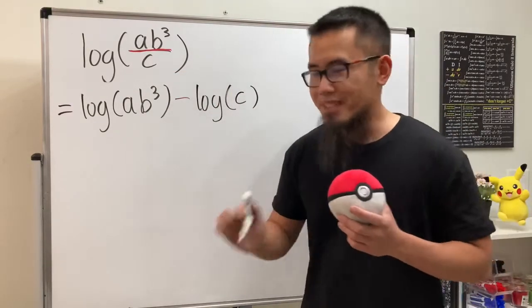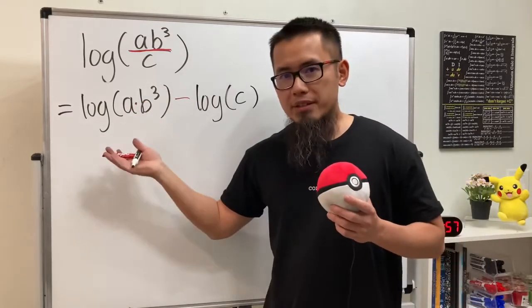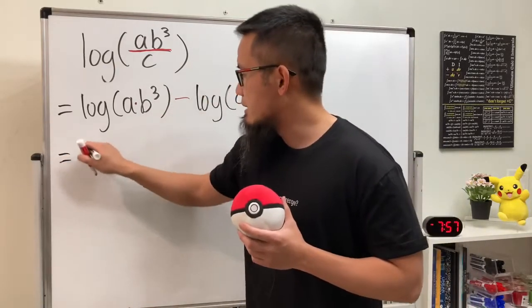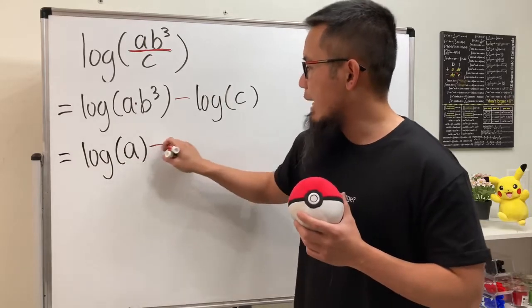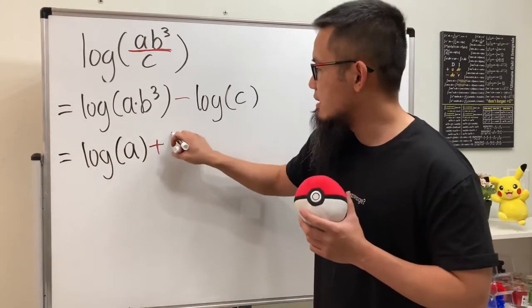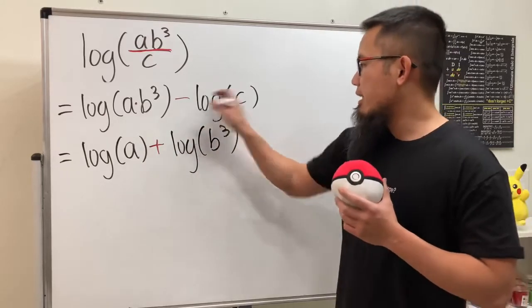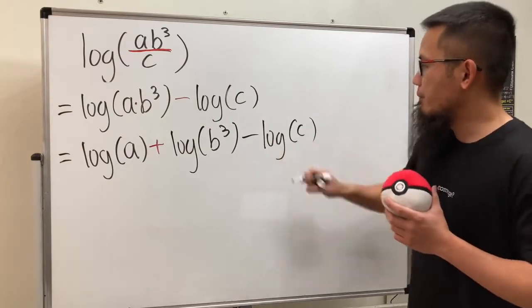But we're not done yet, because this right here is a times b to the third power. So we can break this apart by using addition. So this becomes log of the first, which is just a, and then we are going to add it with log, and the second thing is b to the third power, and then of course this right here we just keep the same, log of c.